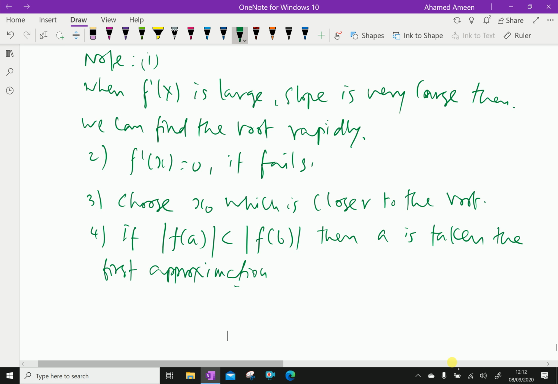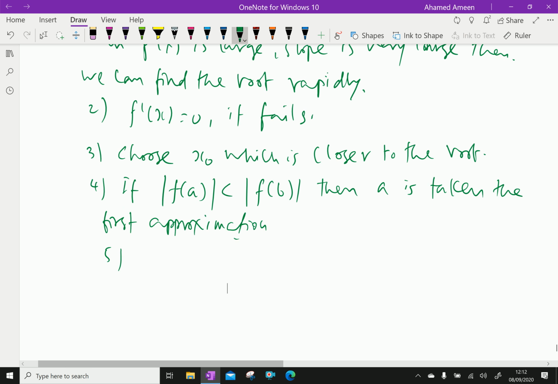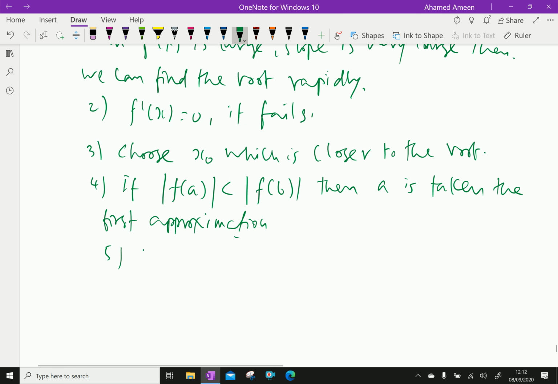Now, fifth one, this method is called the method of tangent, because we are drawing tangents and finding the values.